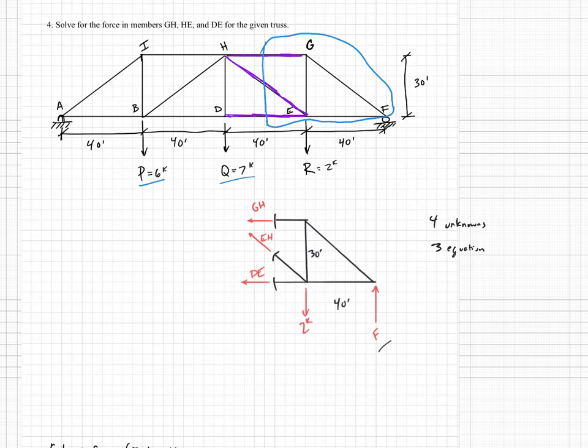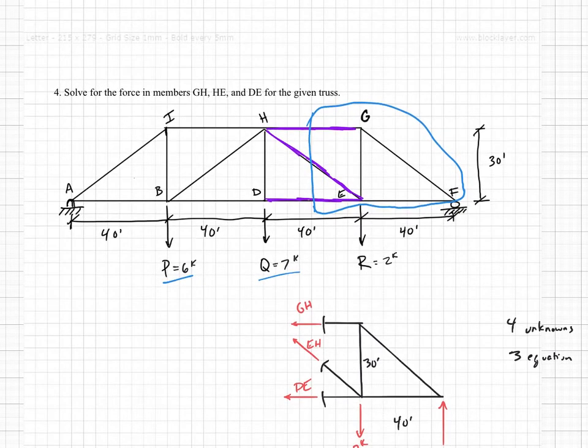So what I can do is go back up to this big drawing up here and say, okay, I've got an F right here. I'm not even worried about what's going on at A. I'm just going to sum moments around A, because that's going to give me F. I know there are some forces at A, but I don't care what they are, because I don't need them to solve this problem. So let's do the sum of the moments at A equals 0.